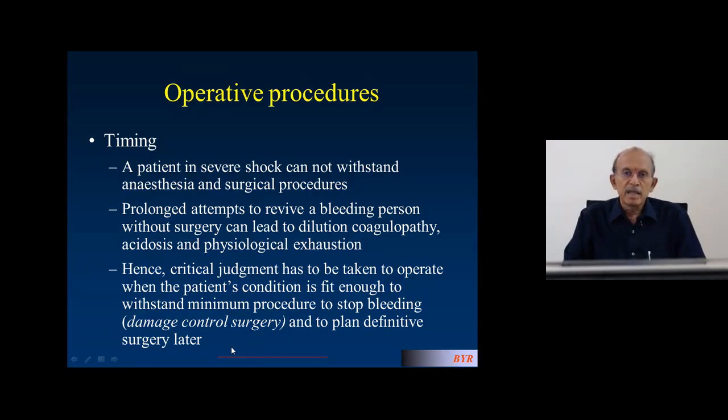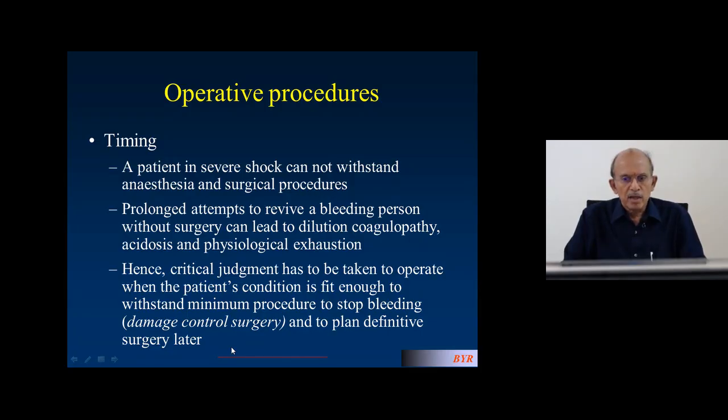If any bleeder is there, you ligate it. If there is no bleeder, but there is diffuse oozing from the tumor, then what do you do? You just pack everywhere tightly and close the abdomen. That's all. And open it after 48 hours, remove the pack. The bleeding would have stopped by that time. So this is called the damage control surgery.